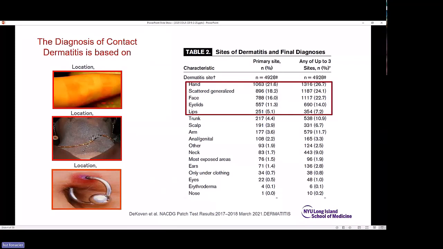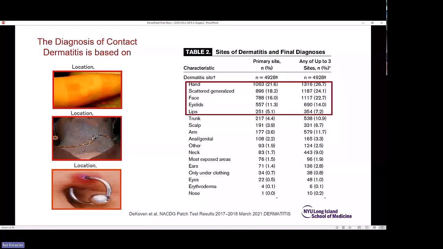And you will see these top 5 regions are almost the same year in, year out, with just different places in between. So the hand is still very common. And of course, your head and neck, which is your face, lips, and eyelid, and a scattered generalized dermatitis as well. So let me start with this case.